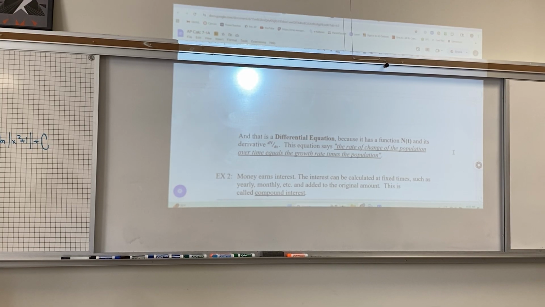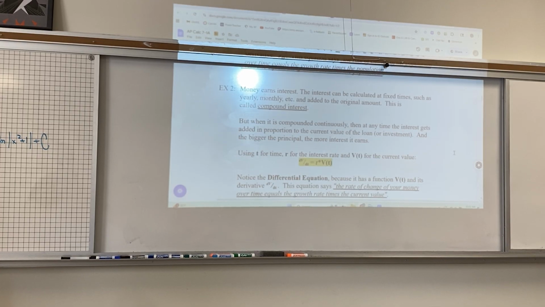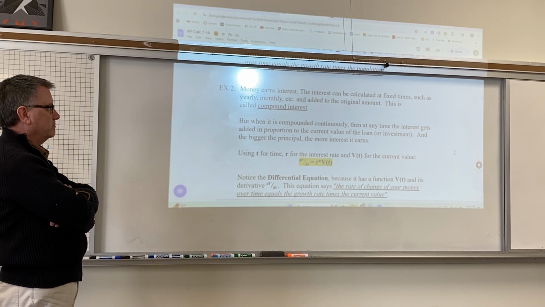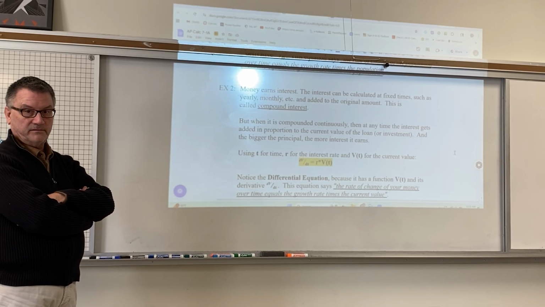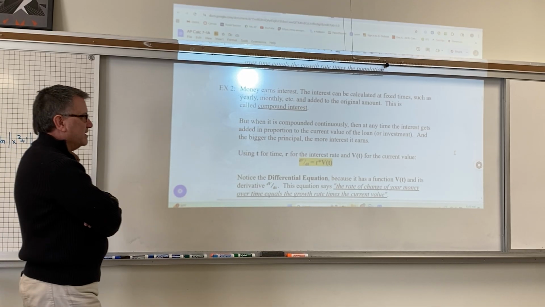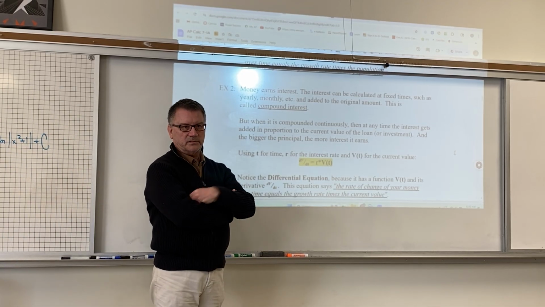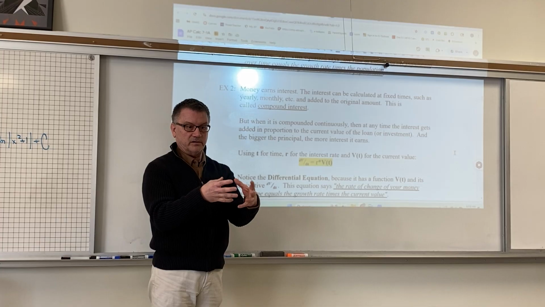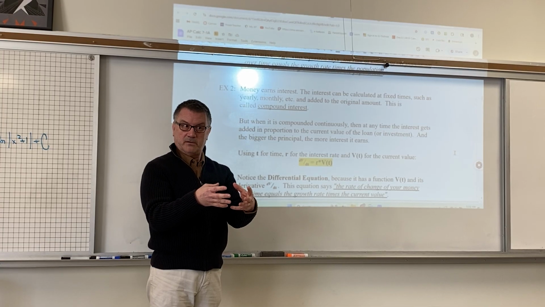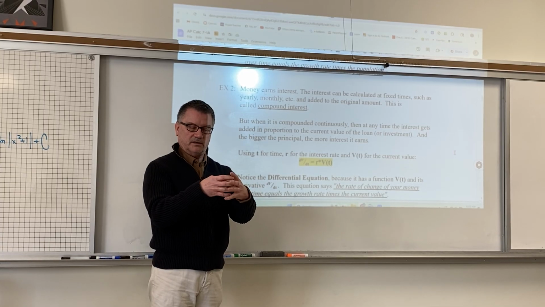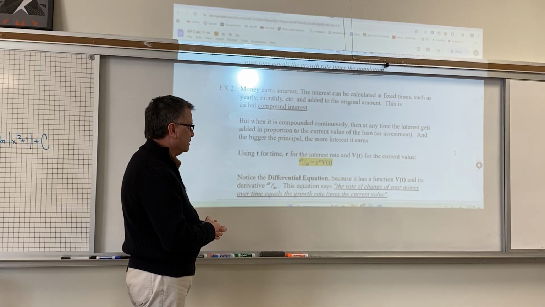Here's one I think you've seen before. Money earns interest, right? The interest can be calculated at fixed times, such as yearly, monthly, or continuously, remember all that stuff, and added to the original amount. This is called compound interest. When you add it to the original amount, then the next time you earn interest, the pot of money has gotten bigger. So you're not earning the same amount of interest every time, although the rate might be the same every time. And that's what we're interested in. But that pot, just like the rabbit population, might be growing over time.